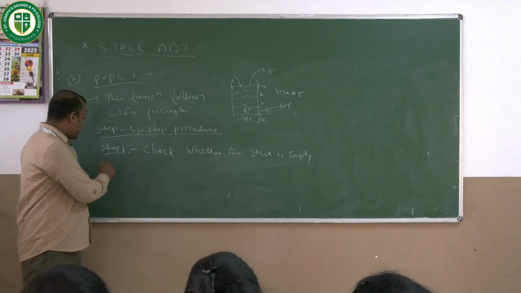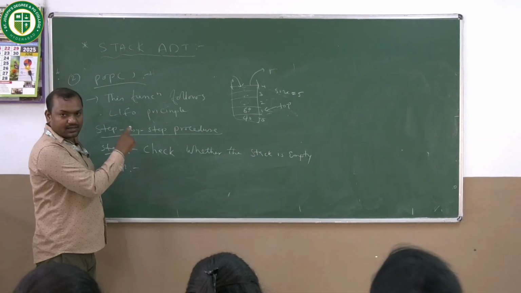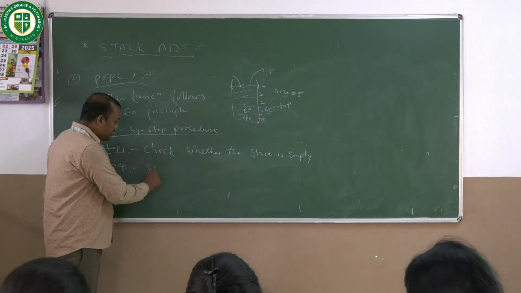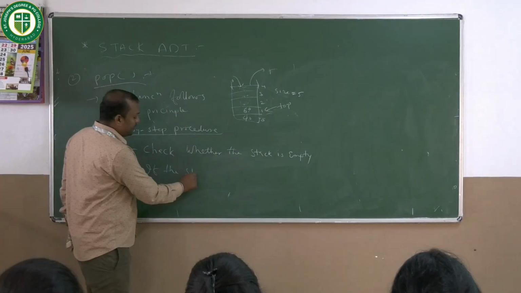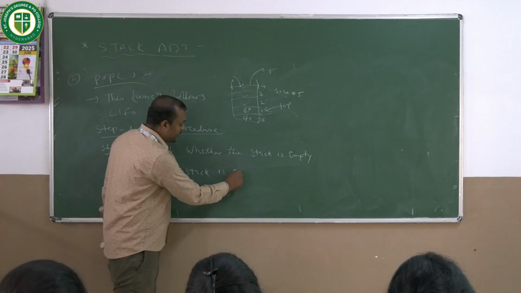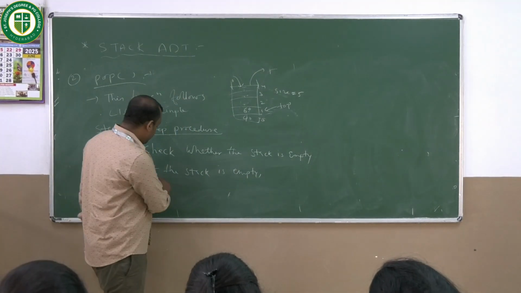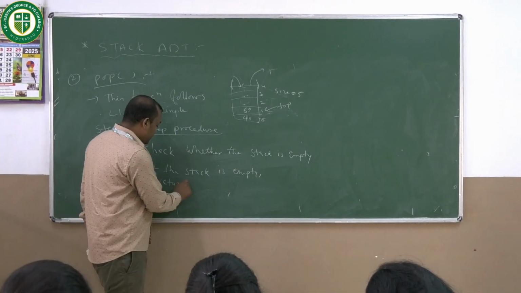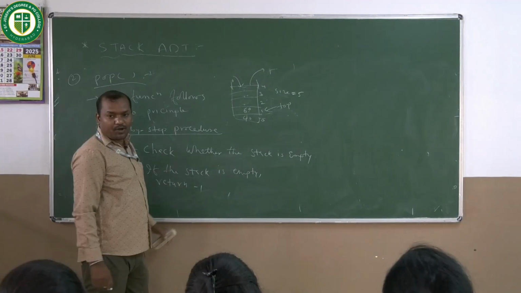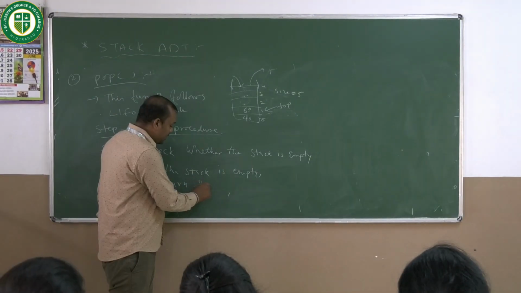Next, step 2. Just like the previous function, if the stack is empty, return unsuccess, that is -1. -1 is a negative value, which means unsuccess. Otherwise you can say stack underflow.